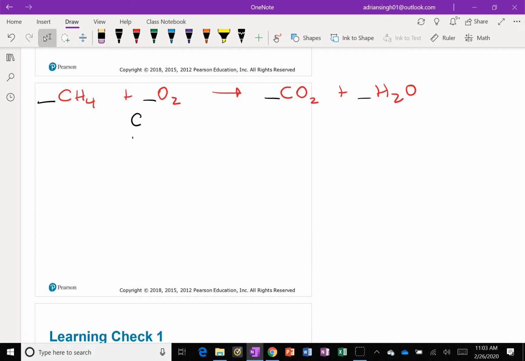So on the left side we have carbon, we have H, we have O. And on the right side we have carbon, we have H, and we have O. And we're counting. How many carbons on the left? How many H's on the left? How many O's on the left? What about on the right side? How many carbons do we have? 1. How many H's? 2. And how many oxygens?